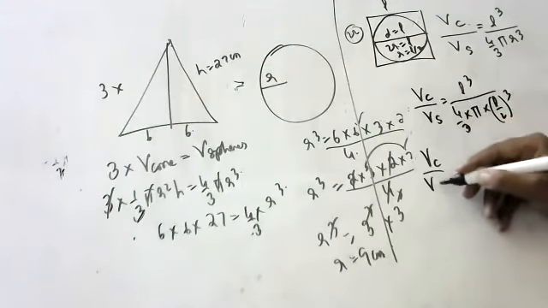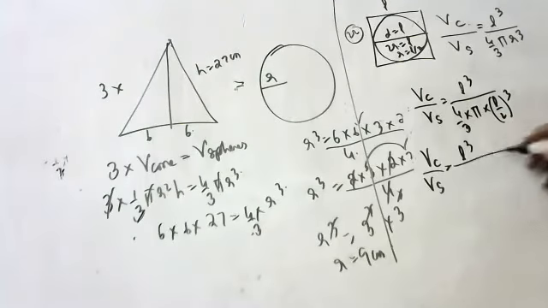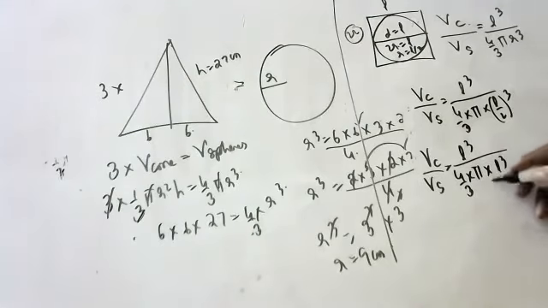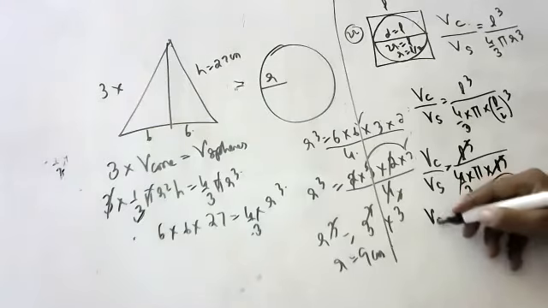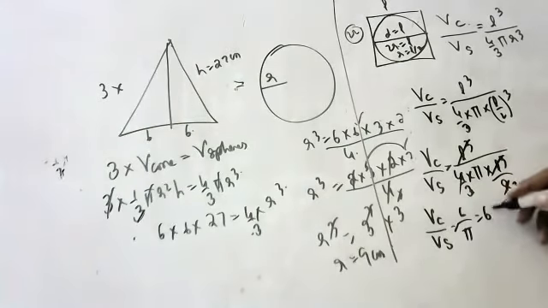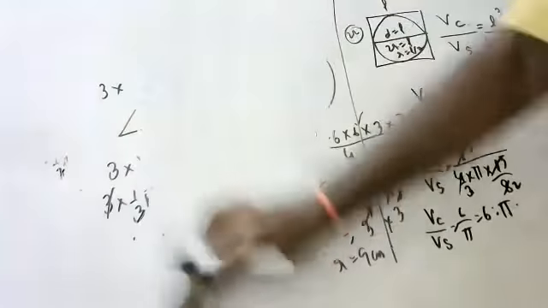Volume of cube by volume of sphere is equal to L cube by 4 by 3 into pi into L cube by 8. So 4 3 to the 6 will go. Volume of cube by volume of sphere is 6 by pi. 6 is to pi. Next, Jyotsna.